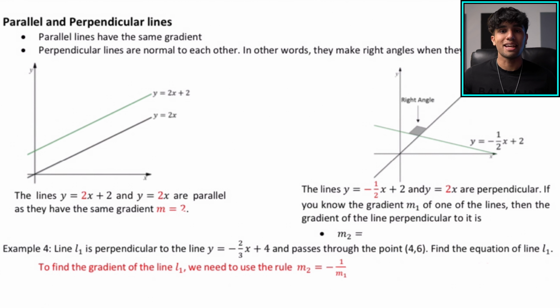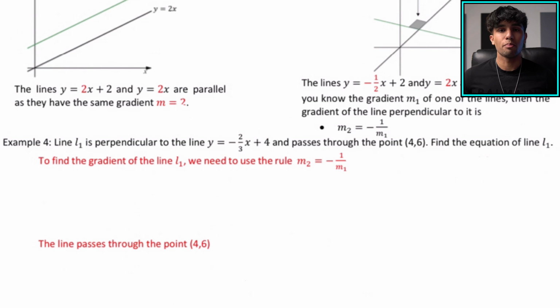What I mean by negative reciprocal is, let's say we have 2 as our gradient. We have to put that as a fraction as 1 over, so we'll get 1 over 2. And then to get the negative, we put a minus sign in front. So instead of 2, the gradient should be minus a half. As you can see with these two lines, one of them has a gradient of 2 and the other has one of minus a half, so they're perpendicular.